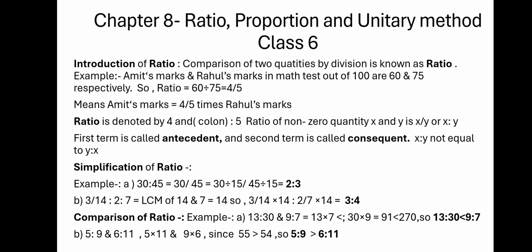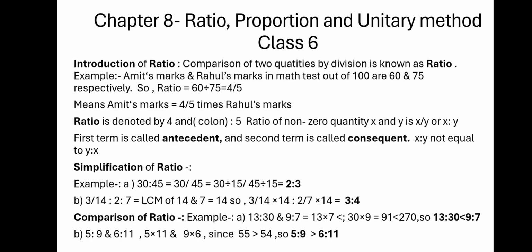Comparison of ratio. Example: 13 is to 30 and 9 is to 7. Now first you have to cross multiply, that is the antecedent of the first ratio and the consequent of the second ratio you have to multiply, and the consequent of the first ratio and the antecedent of the second ratio you have to multiply. So what you will get? 13 multiplied by 7 and 30 into 9.